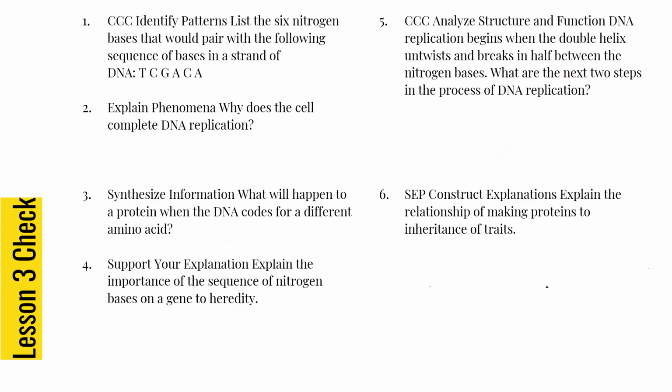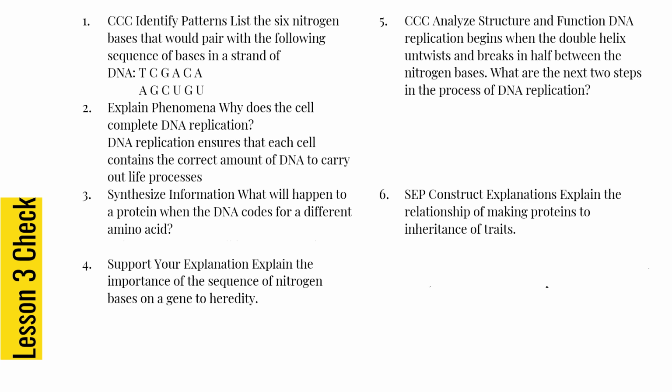All right, now it's time for our lesson check. 1, identify patterns. List the six nitrogen bases that would pair with the following sequence of bases in a strand of DNA. So if we have TCGACA, we are going to get AGCUGU.